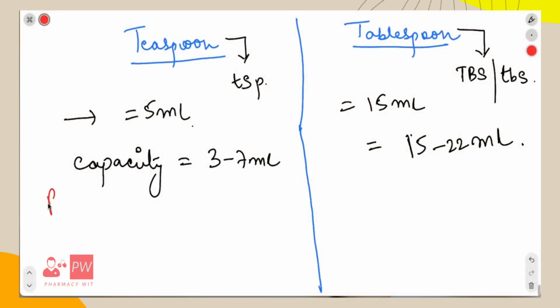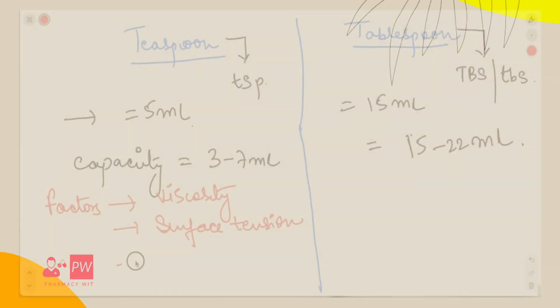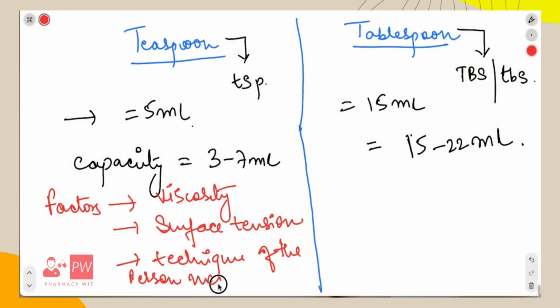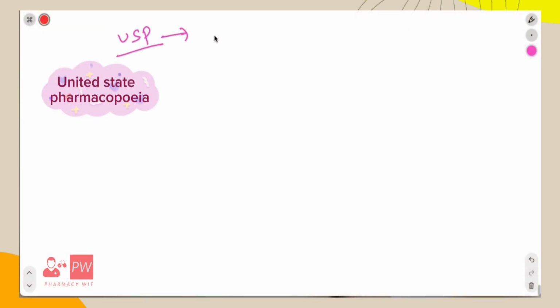There are some factors like viscosity, surface tension, and the technique of the person measuring the liquid. These three factors influence the actual volume held by a household spoon. USP, that is United States Pharmacopeia.